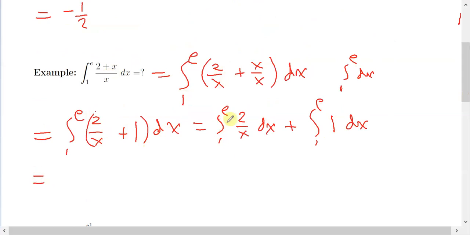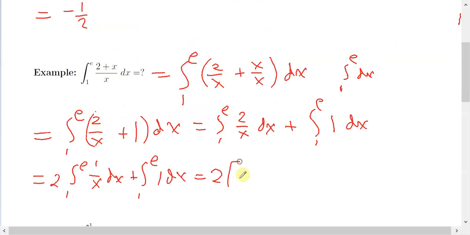And so then what I would do with this one is I'll bring the 2 out in front. Now I can clearly see 1 over x is something in our list. Now you don't have to go through all these steps. You could do it from here. But just to make it clear where that's coming from in case you didn't see it. So now I can do this integral. That's going to be 2 times the natural log absolute value of x from 1 to e.